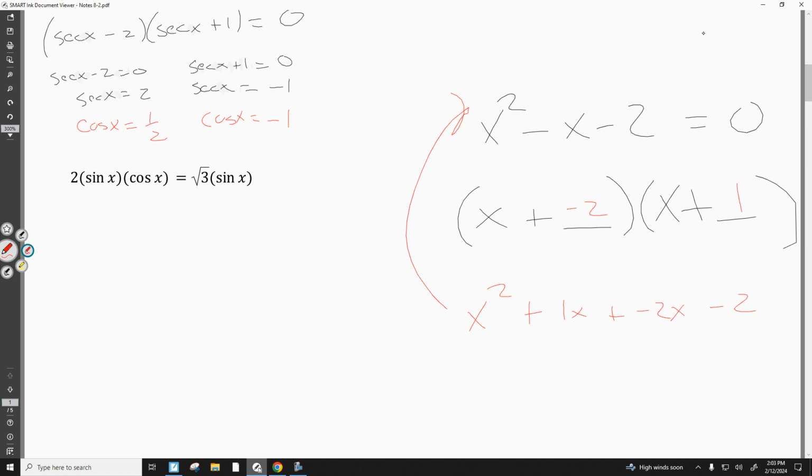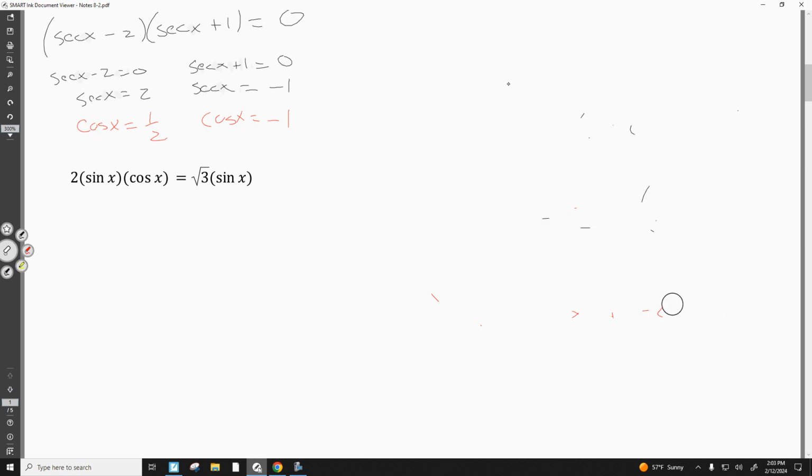A lot of people like to use this little technique, which I don't like to use. No, you're told to find them in this interval. Okay, so we get the 2 times cosine equals 1/2. Cosine equaling 1/2 is the 30, 60, 90 triangle in the first quadrant, and the fourth quadrant is where cosine is positive. So that's pi over 3, 5 pi over 3.